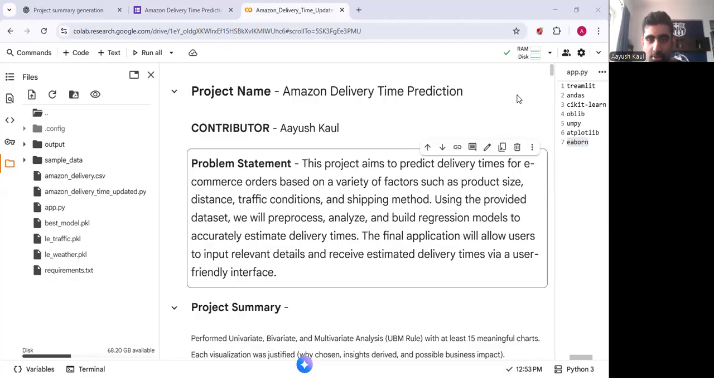Amazon Delivery Time Prediction. The problem I had to solve was that I had to predict delivery times for e-commerce orders based on a variety of factors such as product size, distance, traffic conditions, and shipping method. Using the provided dataset, I will pre-process, analyze, and build regression models to accurately estimate the delivery times. The final application will allow users to input relevant details and receive estimated delivery times via a user-friendly interface.